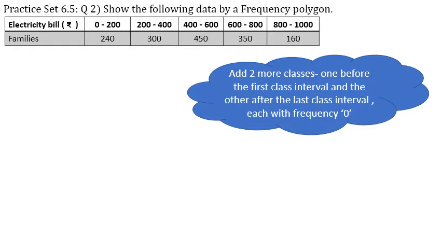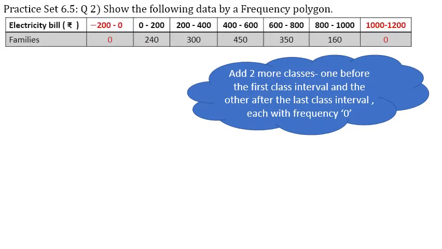In this example, the class width is 200. So keeping the class width same, we add two more class intervals. By subtracting 200 from 0, we get the first class interval, that is minus 200 to 0. By adding 200 to 1000, we get the last class interval, that is 1000 to 1200. The frequencies of the new class intervals will be 0.